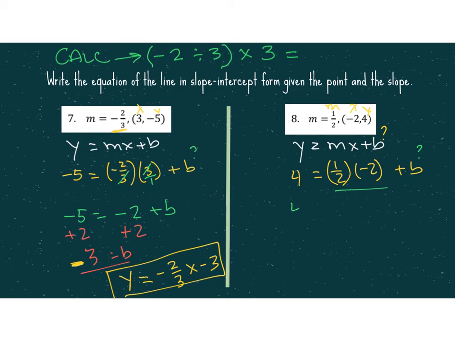So I have 4 equals -1 plus b. Add the 1 to both sides. So that makes those two go away. My b value is going to be 5. And then I end up with an equation. Once I rewrite it, so there's my b, there's my m. Y equals 1/2 x plus 5.